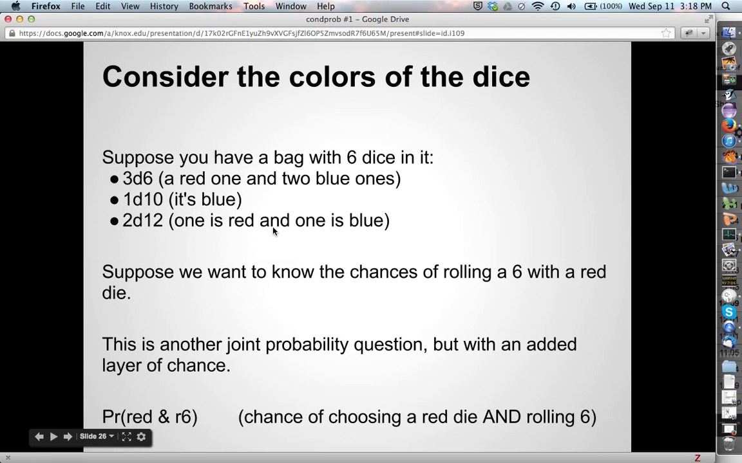Now let's talk about what are the chances of rolling a 6 with a red die. This is a joint probability question, but there's like an added layer of chance over what we've been doing previously. So this would be written probability of picking a red die and rolling a 6.